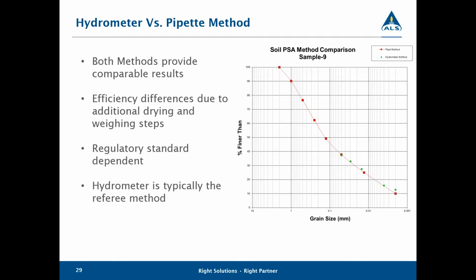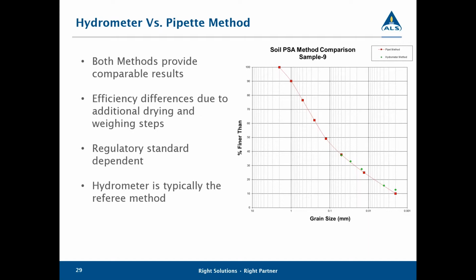The allowance of the pipette method versus the hydrometer method really comes down to what the regulator is allowing and what the standards are expecting. While hydrometer is a referee method, a lot of regulators do accept other methods such as the pipette method as an alternative, based off of the lab.